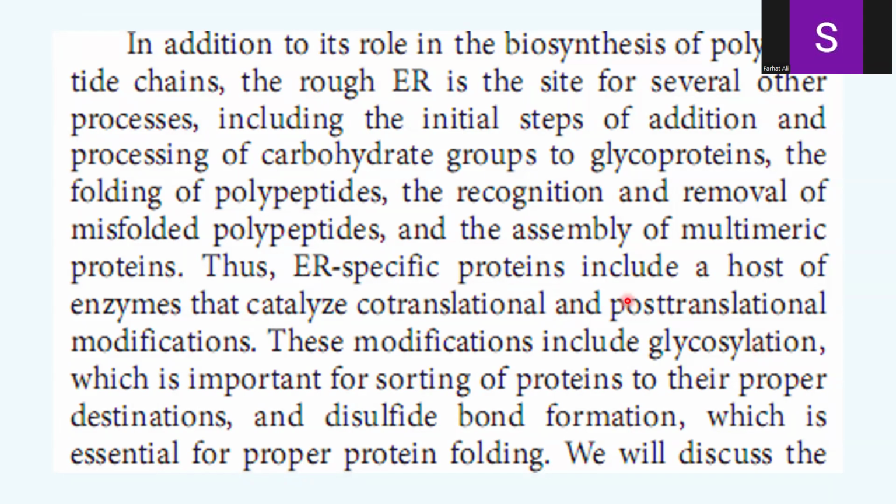So one important aspect is attachment of carbohydrates to the protein. These proteins are called glycoproteins because they contain carbohydrates attached to them, and these carbohydrates are important for various functions. One function is that carbohydrates are attached in the ER and mostly in the Golgi. These carbohydrates act as an identifying marker for the destination of the protein. So if a wrong carbohydrate is attached, the protein can be sent to a different destination.